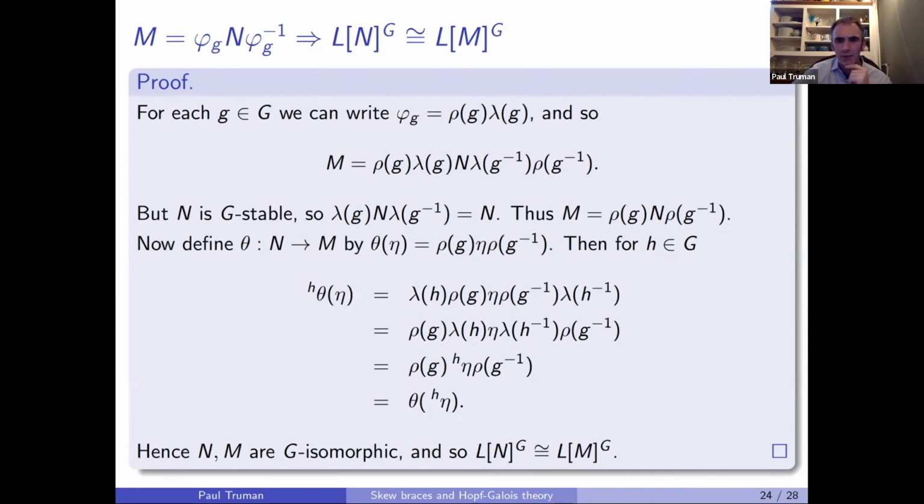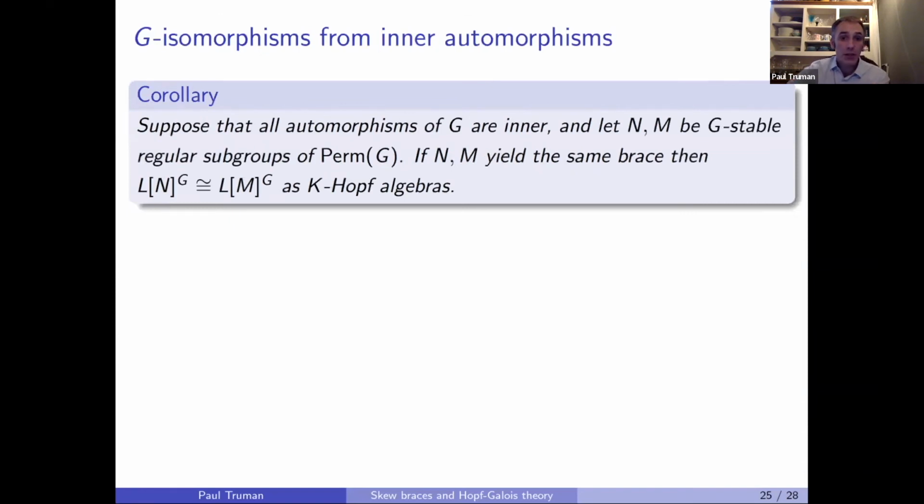I suppose I've just realized, I'm taking for granted here that M and N are actually isomorphic. I haven't actually explicitly said it, but it's going to be automatic. So you can squeeze a little bit more out of this. If you're in a situation where all the automorphisms of G are inner, then if M and N yield the same skew brace, then the corresponding Hopf algebras are automatically isomorphic.